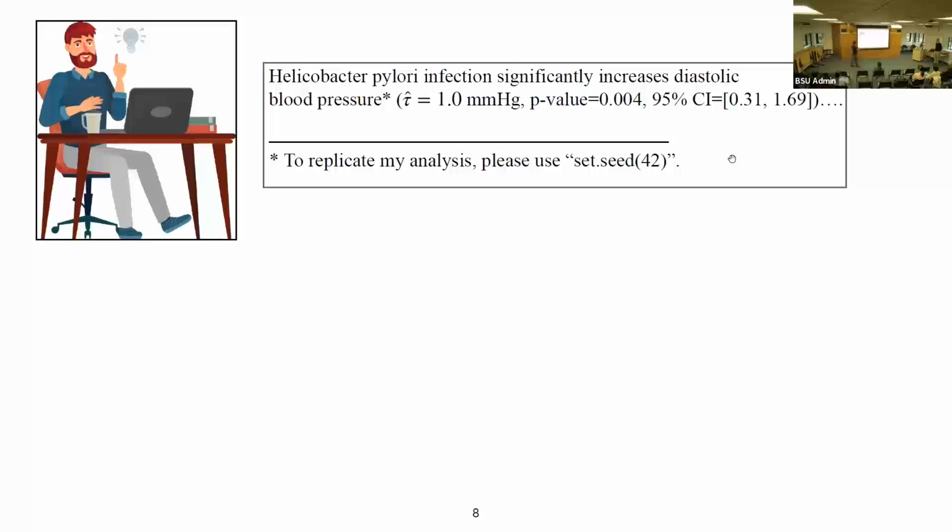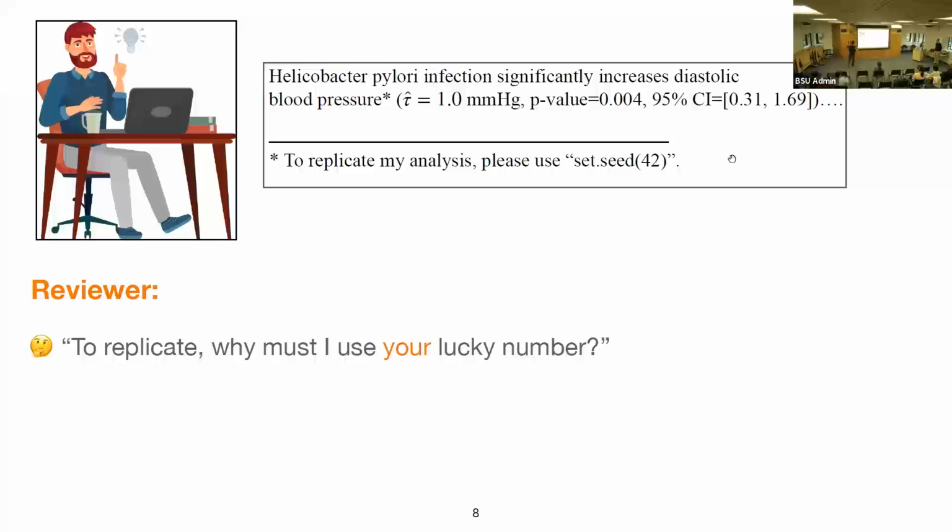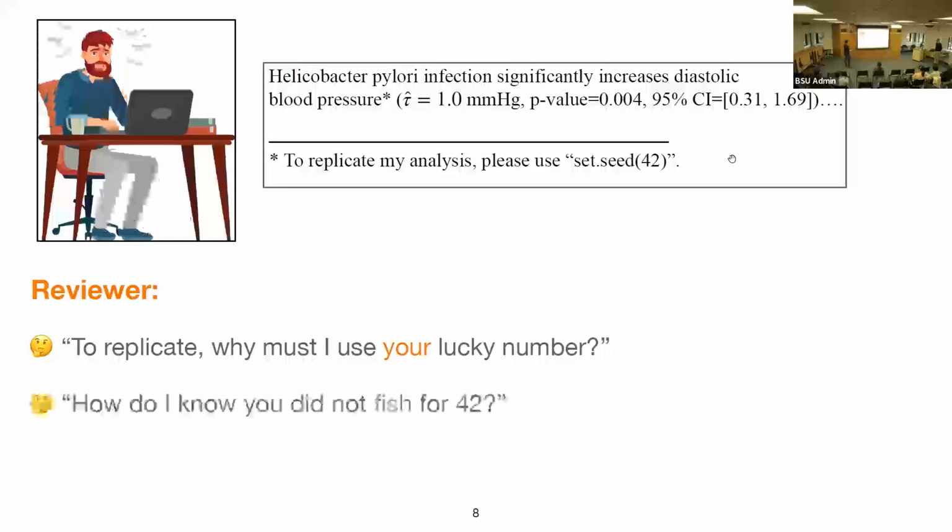So Bill decides to report the first result in his paper, tau hat, p-value 0.004, 95% confidence interval, but with a fine line. He says to replicate his analysis, you better also use 42. But as you can imagine, this could be caught by a very observant reviewer who says, well, to replicate, why must I use your special number 42? Why can't I use my own number? And this can be exacerbated by more pungent criticism: how do I know you did not fish for that special number 42? You go through the numbers, you find 42 is very significant, then you suggest I should also use 42.